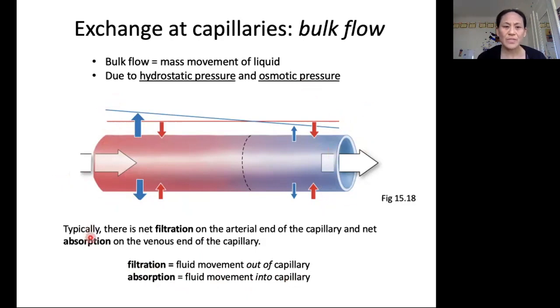So just to orient you, I should have done this a little while ago, but this is showing you a capillary. This is the arterial end. It's where the capillary connects to the arterioles. And then this is the venous end. This is where the capillary is going to connect to the venules.